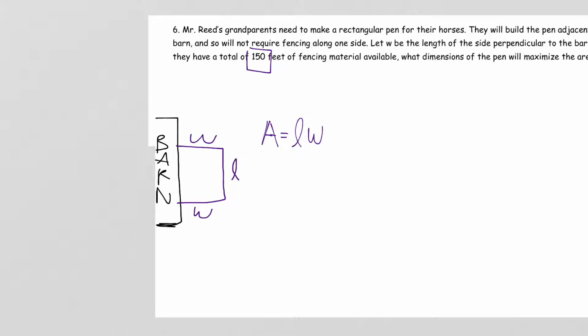So let's write an equation that represents the fence. Let's think about a perimeter-ish equation. Let's call it P. It's going to equal 2W plus L, because those are our sides of the fence. We have one W on the bottom, one W on the top, and an L. Notice it's not 2L, because one of those sides is against the barn. But we can make this more precise. We know that the total amount of fence we have, P, is 150. So we can say 150 equals 2W plus L.